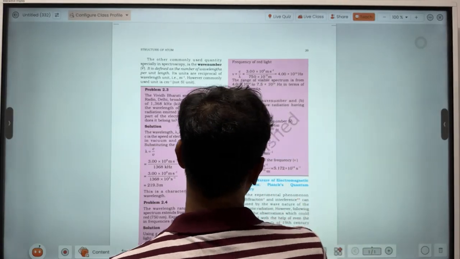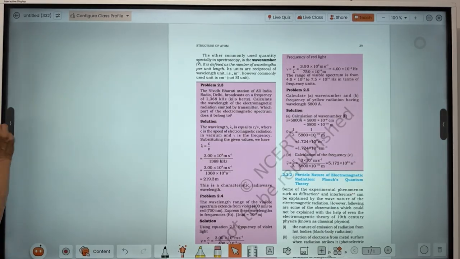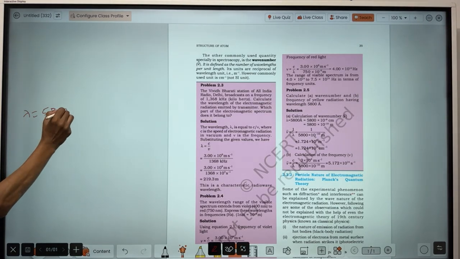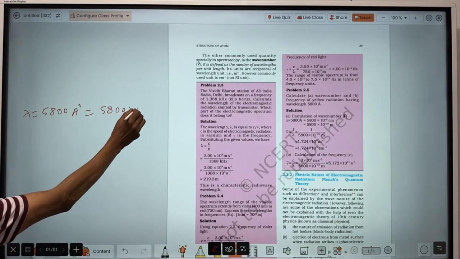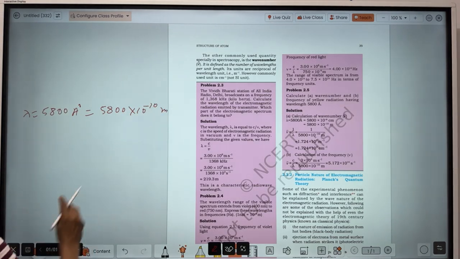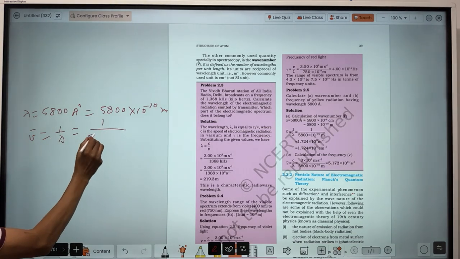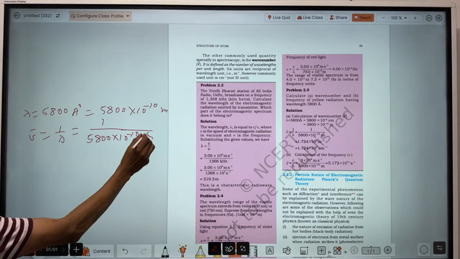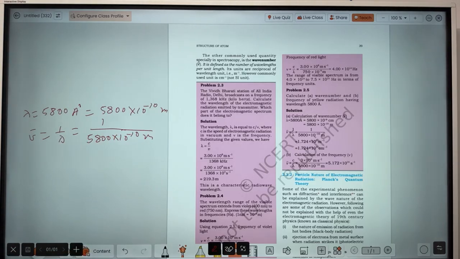Find the wave number and frequency of radiation having a wavelength of 5800 angstrom. That means 5800 into 10 power minus 10 meter. The wave number will be equal to 1 upon lambda, so 1 upon 5800 into 10 power minus 10 meter. Whatever the calculation, you find out the wave number.